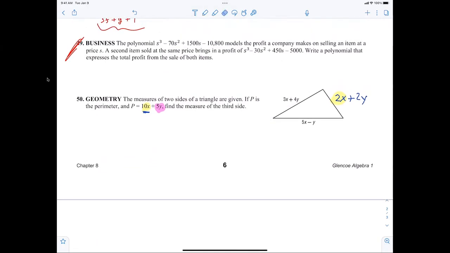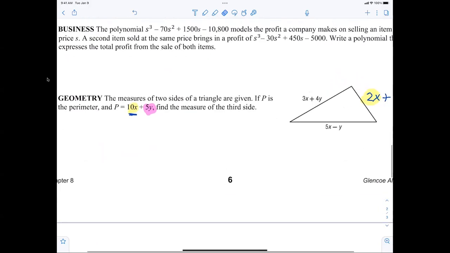Okay, if we were going to look at 49, the polynomial models the profit. A second item sold at the same price has this profit. Write a polynomial that expresses the total profit. What does total profit mean? You just add them together. And when you add them together, how many cubes do I have? 2S cubed. And then how many S squareds? Minus 100 S squared.